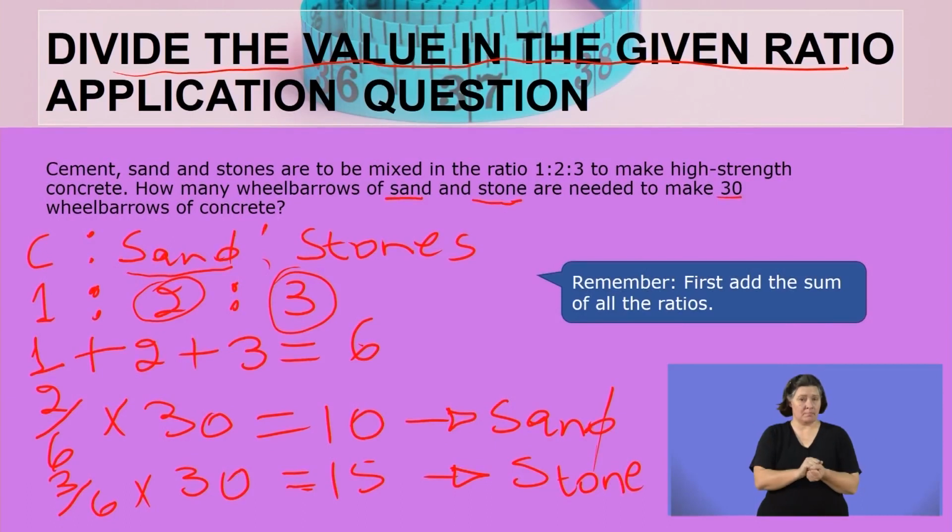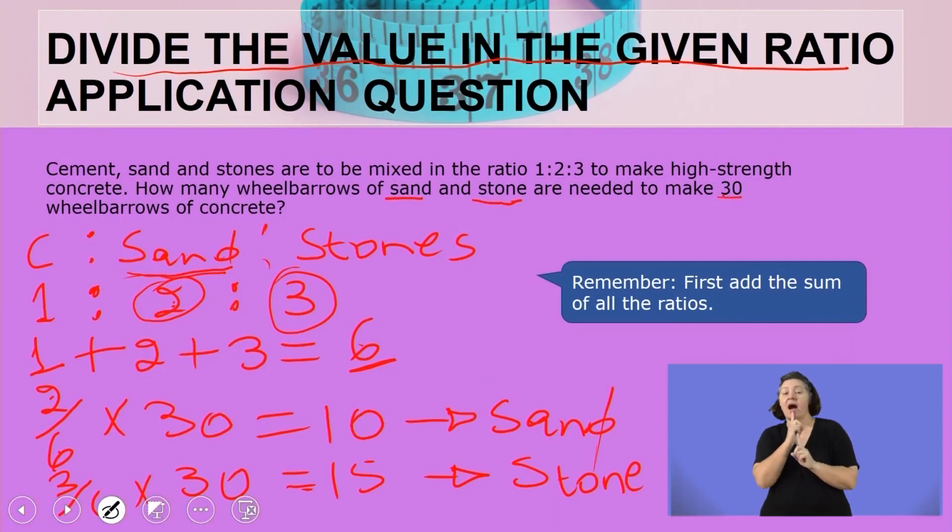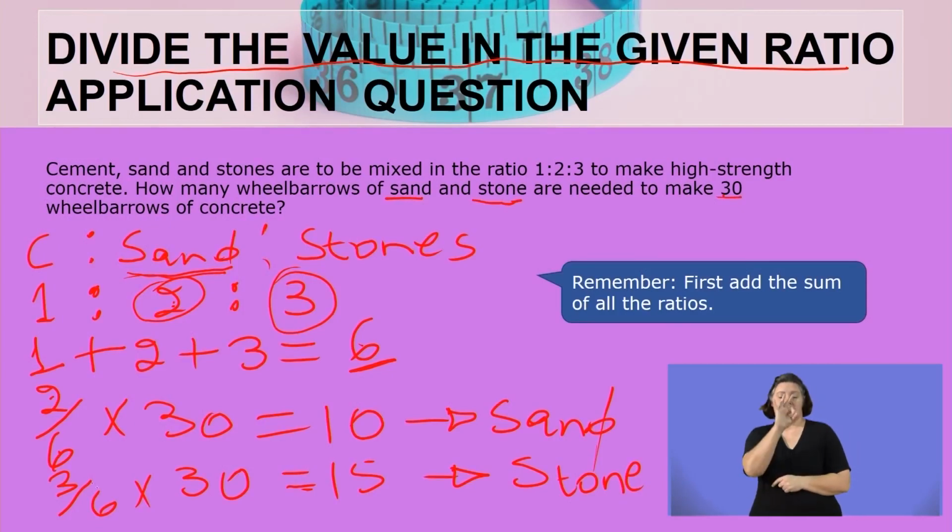So in short, to summarize, to divide the value in a given ratio, remember, number 1, you get the sum of the values in that particular ratio. And from there, you identify the proportion which is given. Like in the first case, it was sand, and the proportion of sand is 2, and you divide 2 by the sum that has been calculated. You multiply by the 30, which is the total given, and the answer we got is 10. And then secondly, it was for the stones, 3 divided by 6 because the proportion of stones is 3, and we multiply by 30 and we get 15.